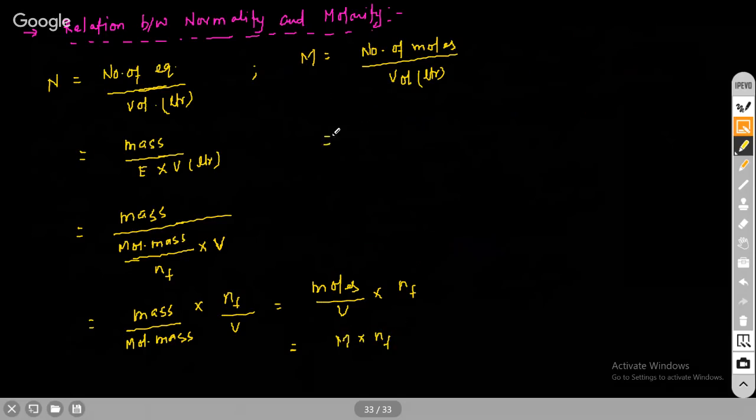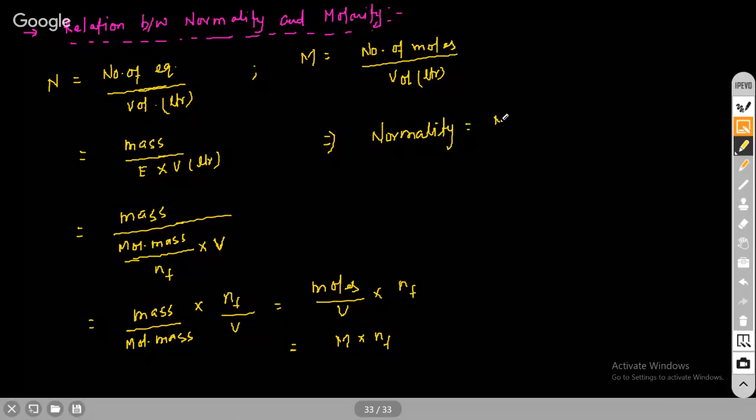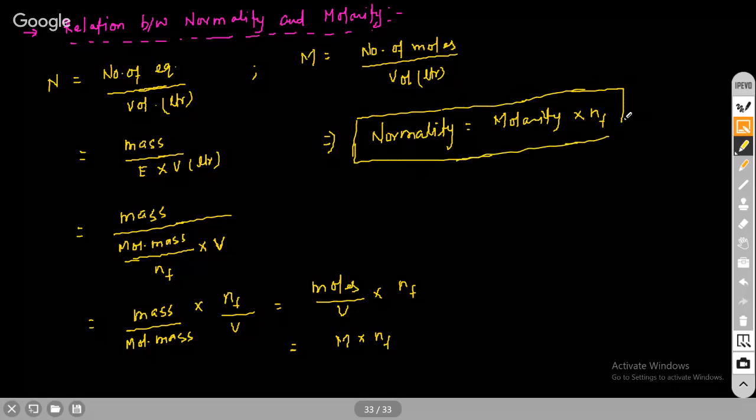So a relation of normality and molarity, we can write: normality is equal to molarity into n factor of that substance. Right? This relation is very important. Sometimes when you have to equate the number of equivalents, you require this. N factor we'll discuss; it is just the same thing that we have done in acidity and basicity. We'll discuss n factor after this. Okay, so normality is molarity into n factor.